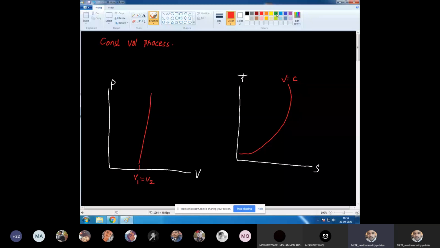Okay. Next, constant pressure process. In PV diagram, it will be a horizontal line. In TS diagram, again, it will be a curve. So both constant pressure and constant volume lines will be a curve in TS diagram. The difference is constant volume is more steeper compared to the constant pressure.